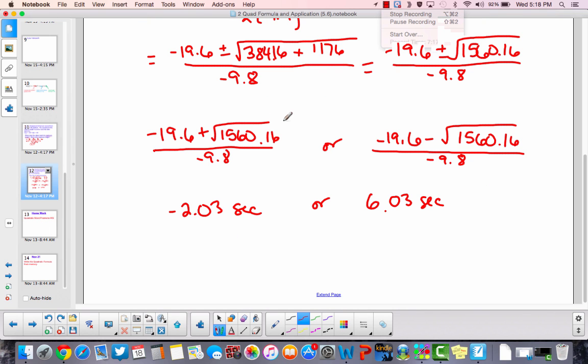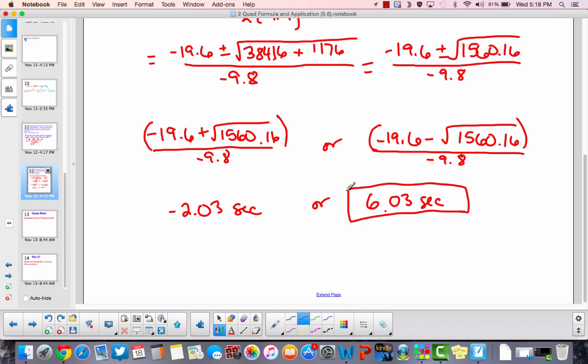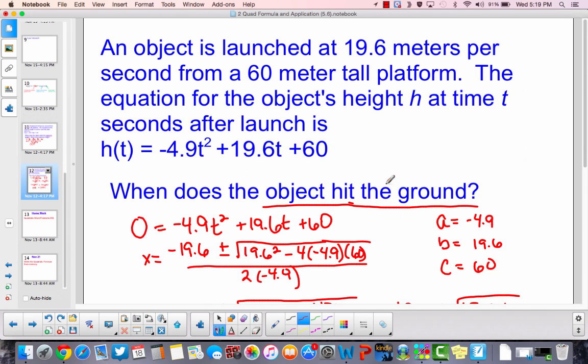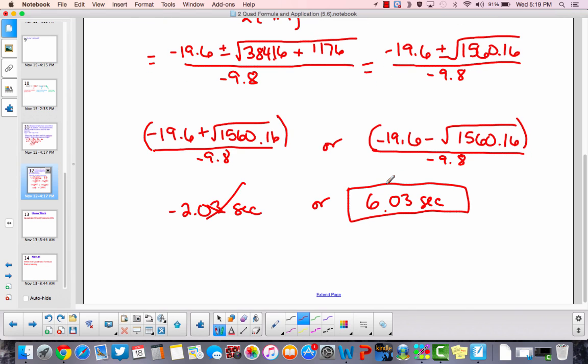Okay, so when we plug this into our calculator, make sure that you're either putting parentheses around this piece or that you're hitting equals once you get this in, and then divide this whole sum by negative 9.8. Same thing here. When we do this, we get negative 2.03 seconds for this part, or 6.03 seconds for this part. This is our only answer because we cannot have negative time. So we want to know, when does the object hit the ground? It hits the ground at 6.03 seconds after it left.